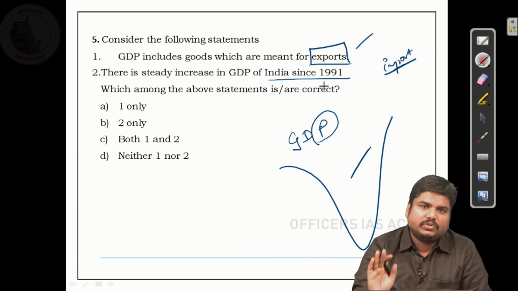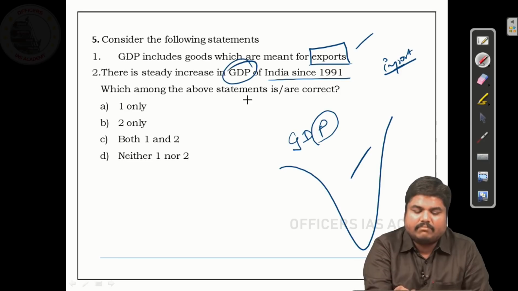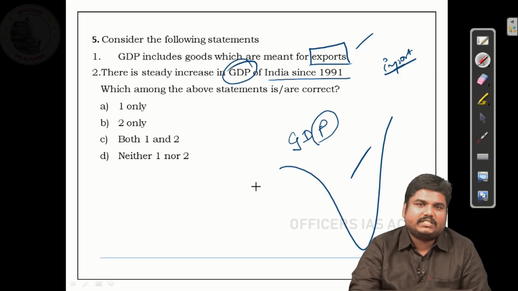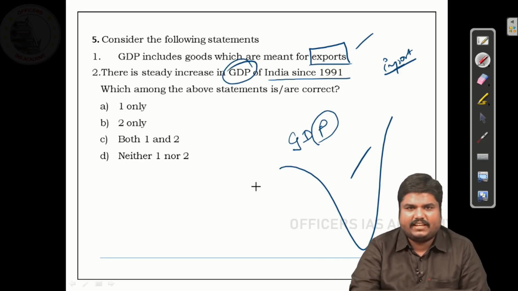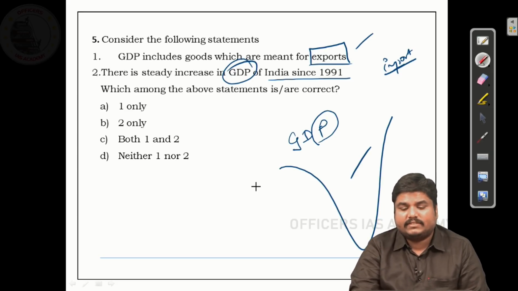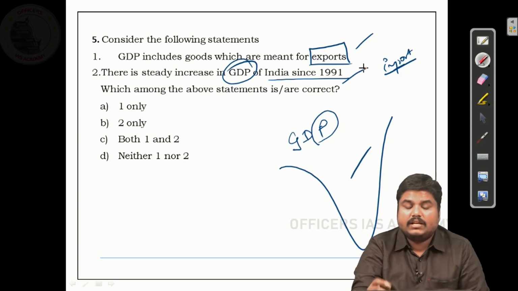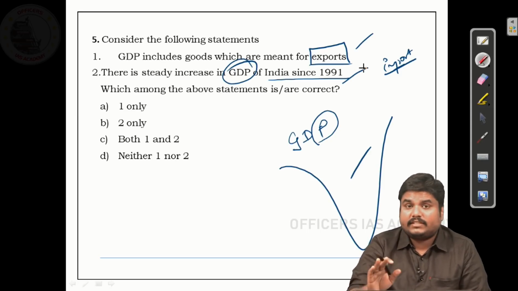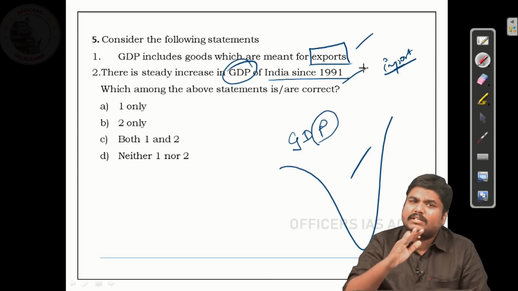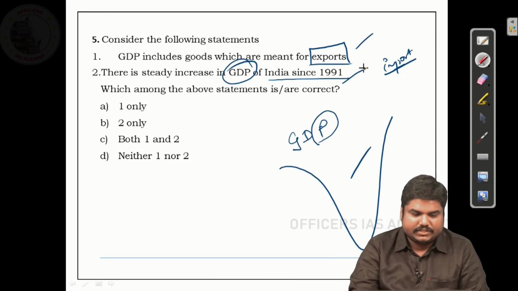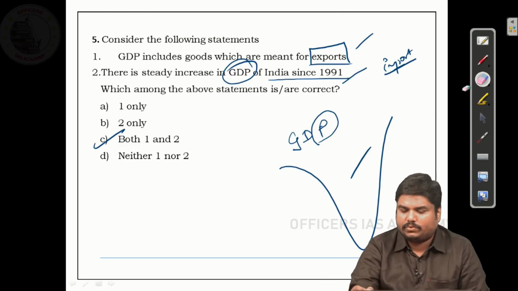When you have a positive growth rate, the GDP number is going to increase steadily, right. So there is a steady increase in GDP since 1991, that is a true statement. But remember, there is a fluctuation in the growth rate, while the GDP as a number is increasing steadily. So the answer is going to be C, both 1 and 2.